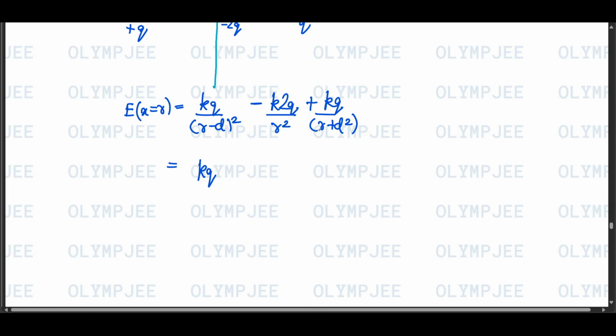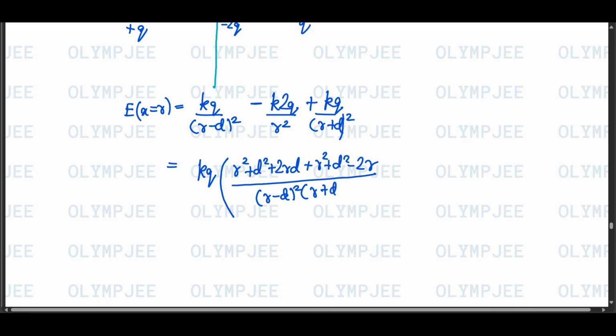first I am taking the LCM of this and this term, so it will become r plus d whole square, sorry, r square plus d square plus 2rd plus r square plus d square minus 2rd, divided by r minus d whole square, r plus d whole square, minus 2 by r square. This I have done because these two terms will get cancelled. This is very standard while deriving many results in electrostatics chapter.